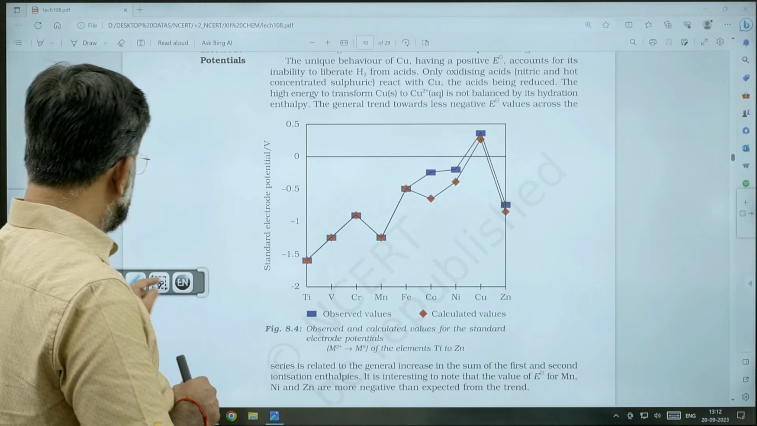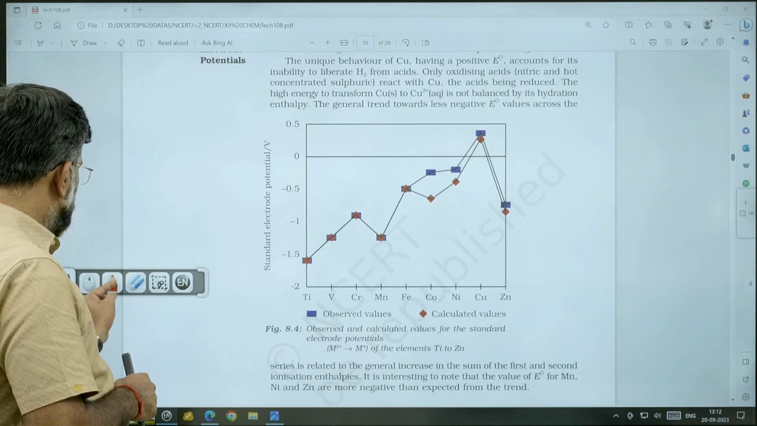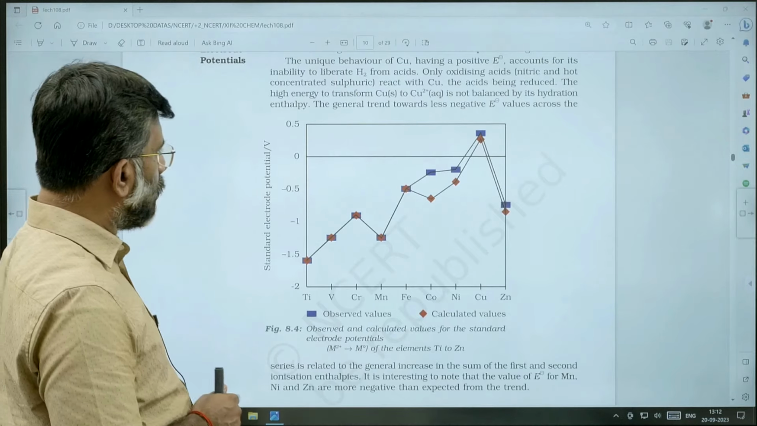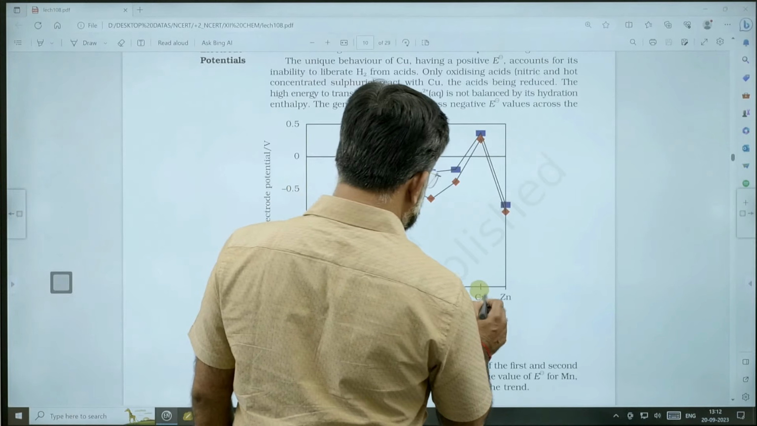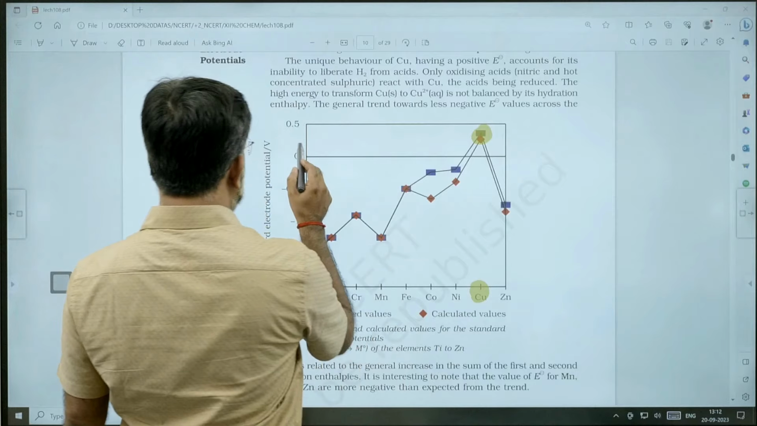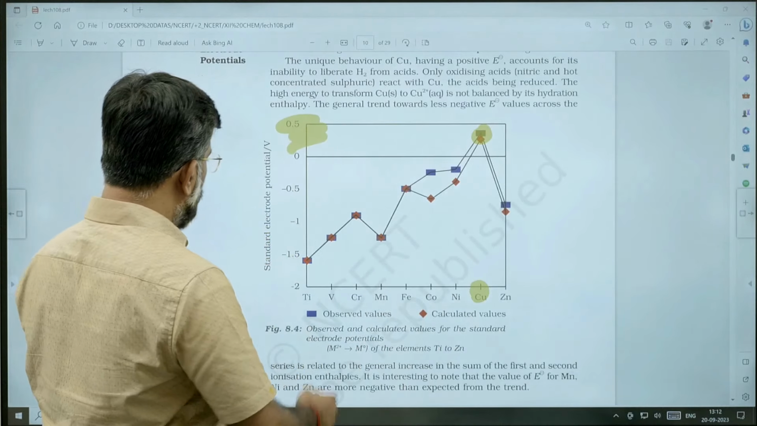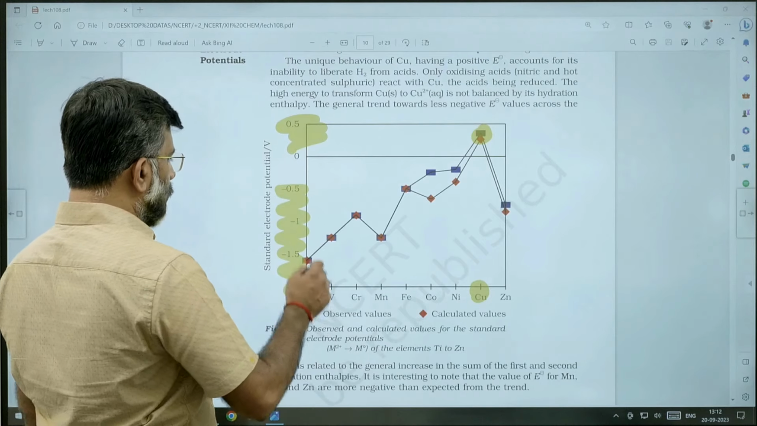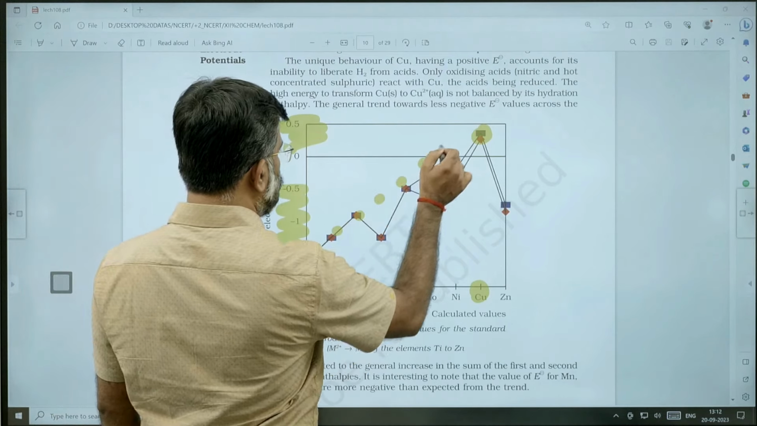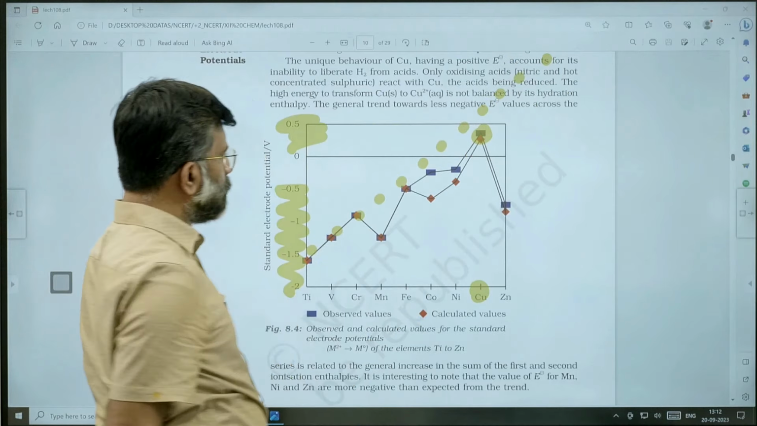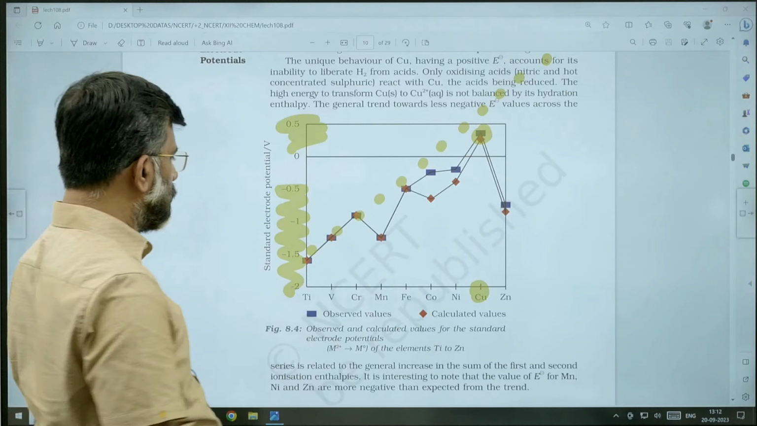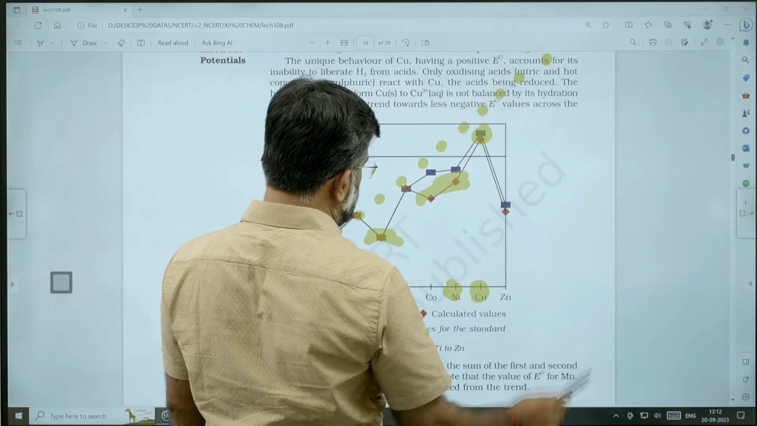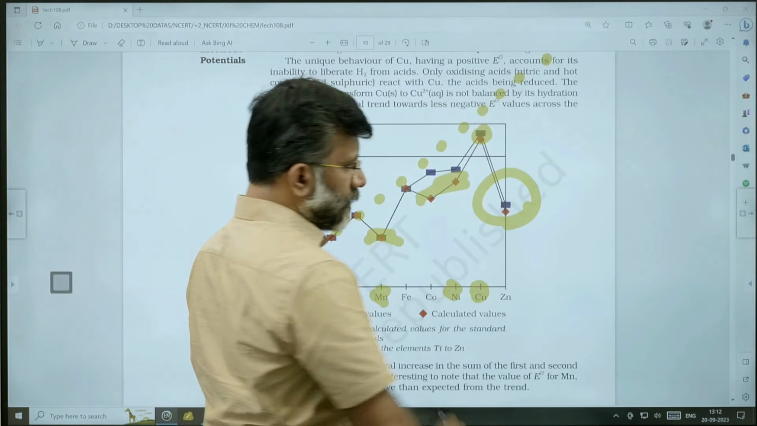You see the graph once again. The data we have already seen: only one element has a positive figure, while all others have a negative standard reduction potential. And in fact, the nature of the graph is like this. But you can see a few exceptions. Somewhere in manganese there is an exception, somewhere cobalt and nickel there is an exception. Zinc is an exception.